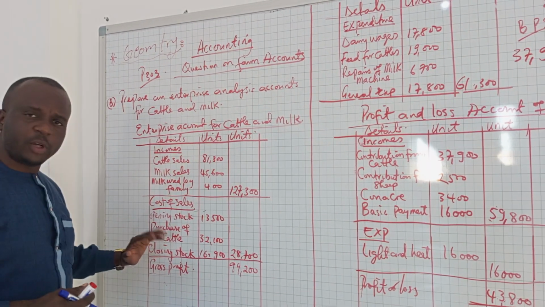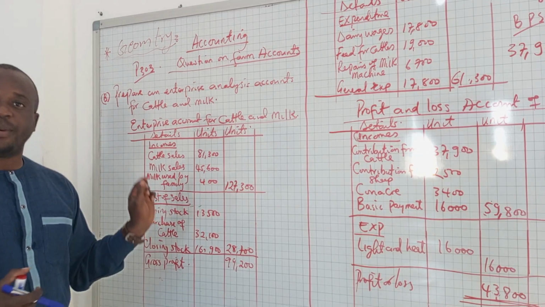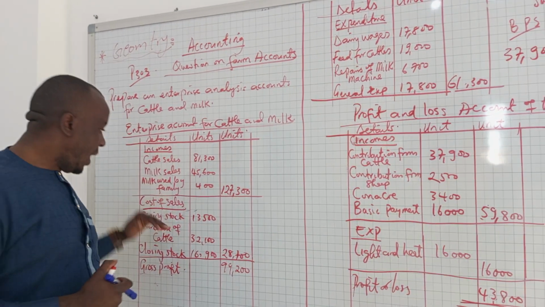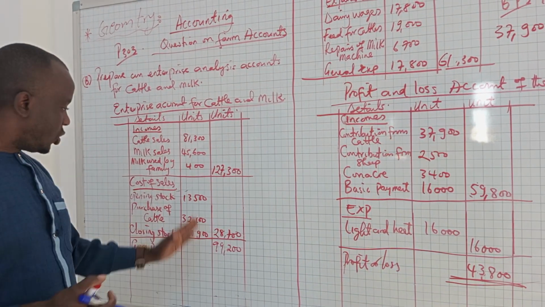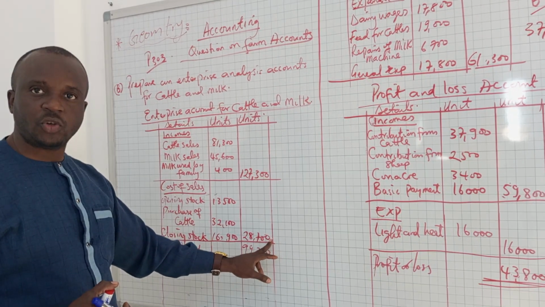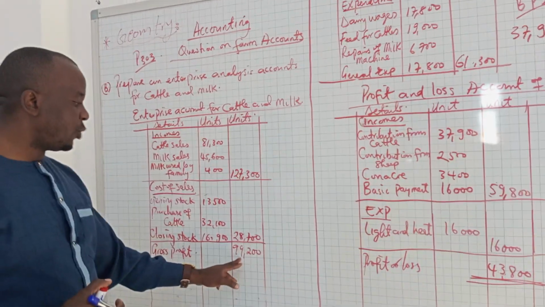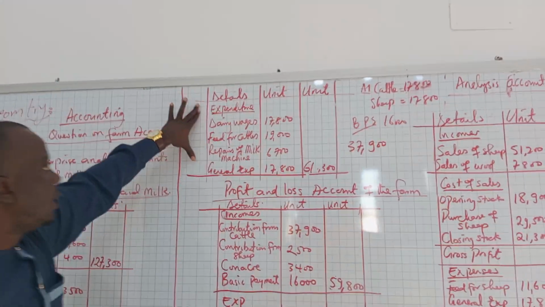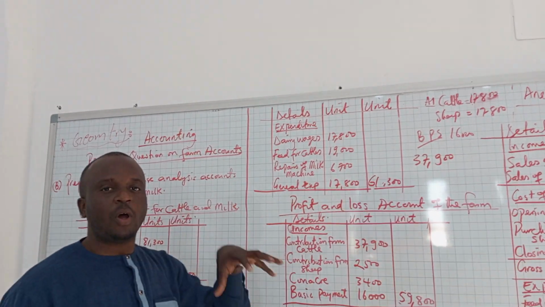Then we come to the cost of sales to give us the gross profit. We need to take the opening stock of cattle, which is the closing stock of last year, add the purchase of cattle, and minus the closing stock of cattle. When we do that, it gives us cost of sales of 28,700. We minus it from the income, and it gives us the gross profit of 99,200.